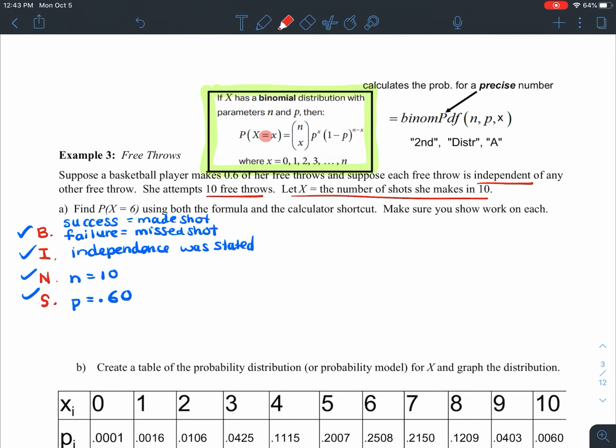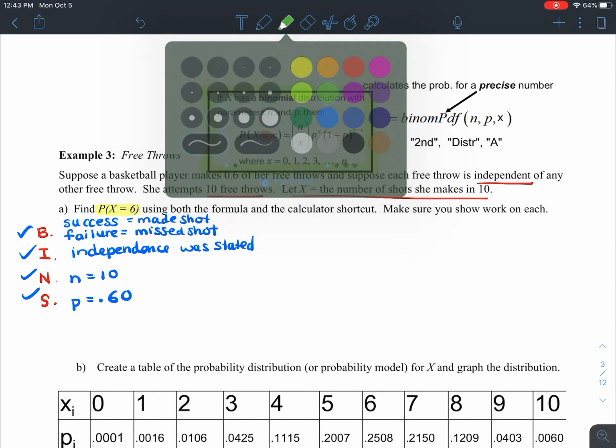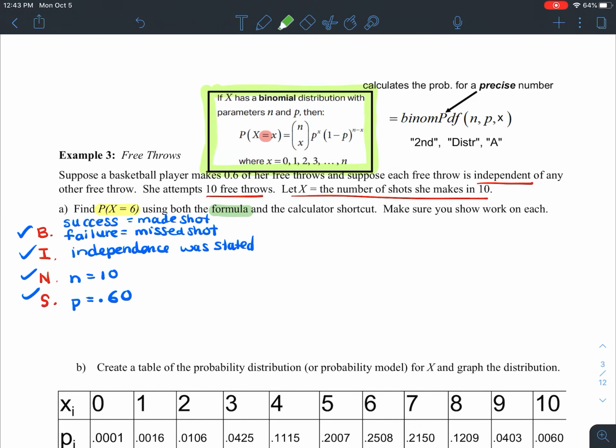Notice that the directions now are asking us to find the probability that she would make 6 free throws out of the 10 trials. Now, this problem is asking us to use the formula, which is what's in that box above, and then I'm going to show you a calculator shortcut here. So let's start with the formula. The formula would be the probability that X equals 6.